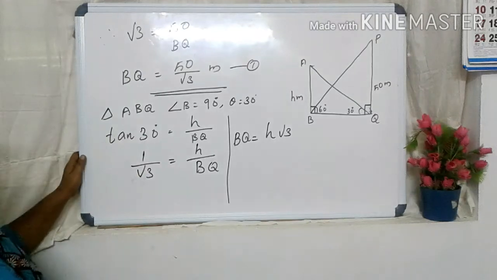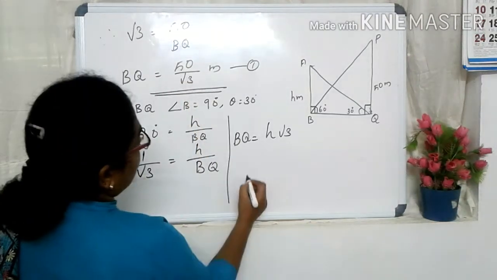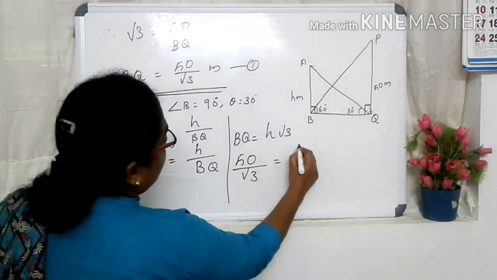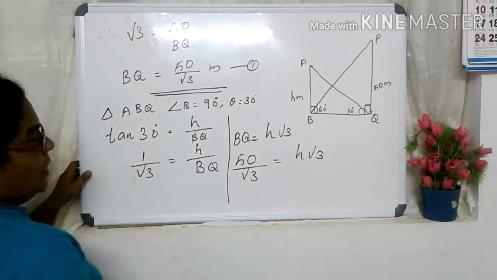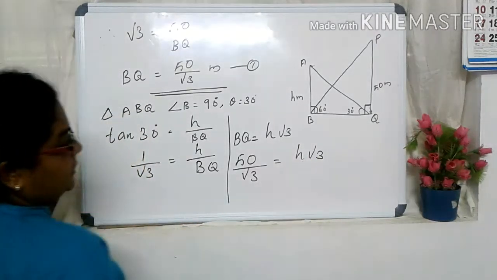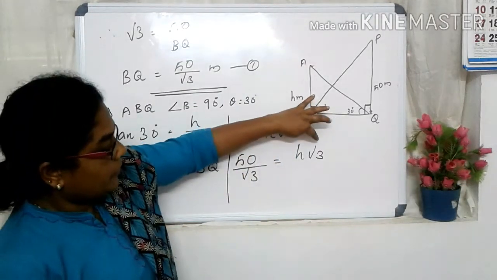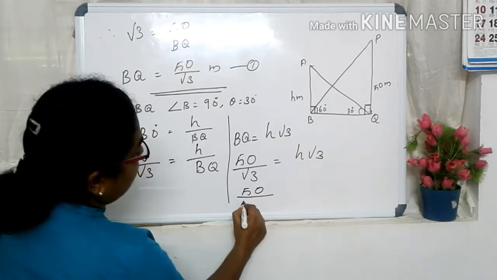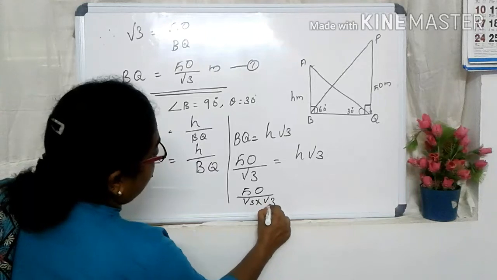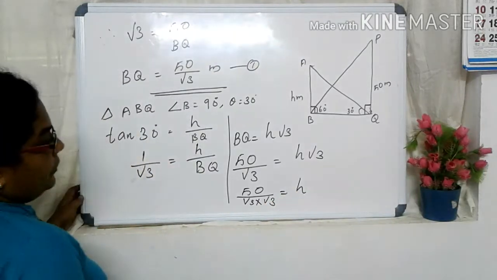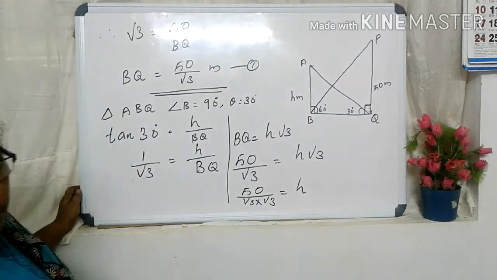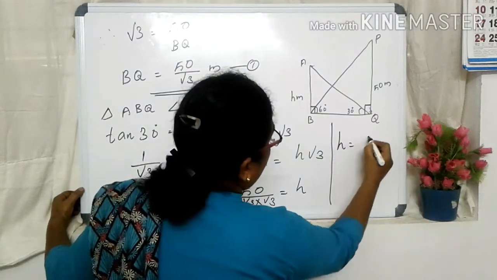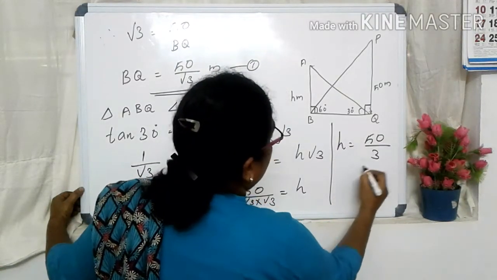Now we have to find the value of H. Substituting the value of BQ, 50 by root 3 equals H root 3. To get the value of H, we have to remove this root 3 from here. It goes to the denominator, therefore 50 by root 3 into root 3. Root 3 into root 3 is 3. Therefore we get H equal to 50 by 3 meters.